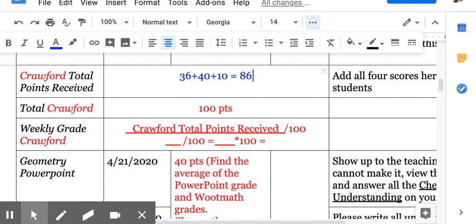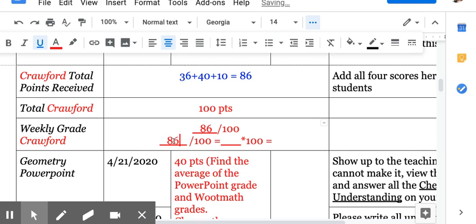So what I put right here, Crawford total grade received, you can erase that and put your grade, 86. So you get 86 out of 100, which is equal to 0.86, which is an 86%. Or you could have just taken that 86 from here and just put it at the end. But going through the math will be helpful.